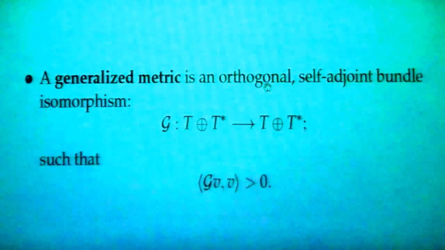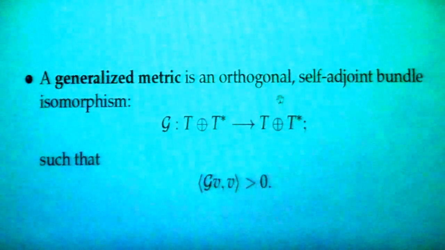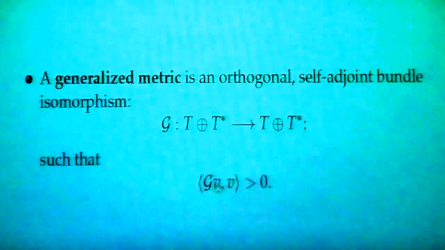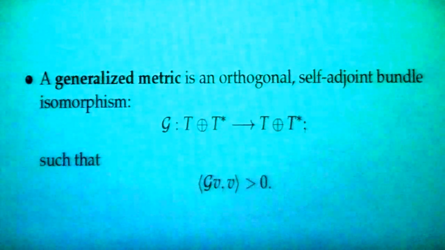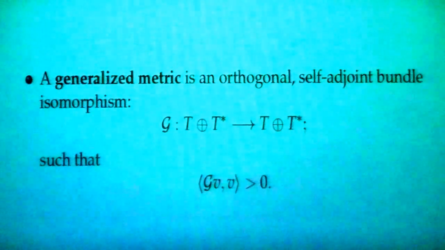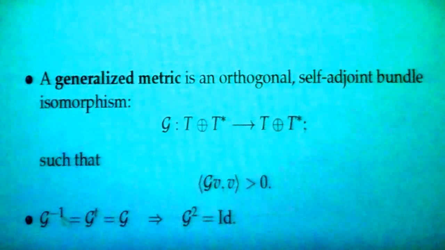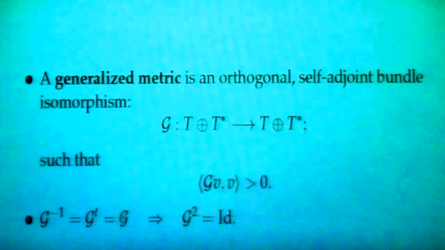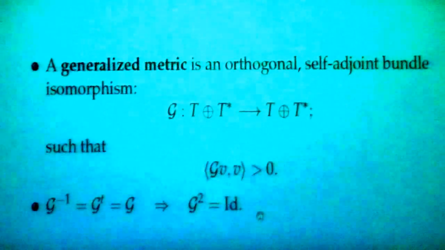The pairing is already there in T plus T star, so you cannot just ignore it. You should always require that things are compatible with the pairing. The self-adjoint property is just to say that this is a symmetric tensor. So if you pick this one as G, you should get something symmetric as a metric should be. Now here you have that it's orthogonal, so the inverse is equal to the transpose. It's self-adjoint, so the transpose is equal to G itself, and then you see that G is G inverse, so G squared is the identity.